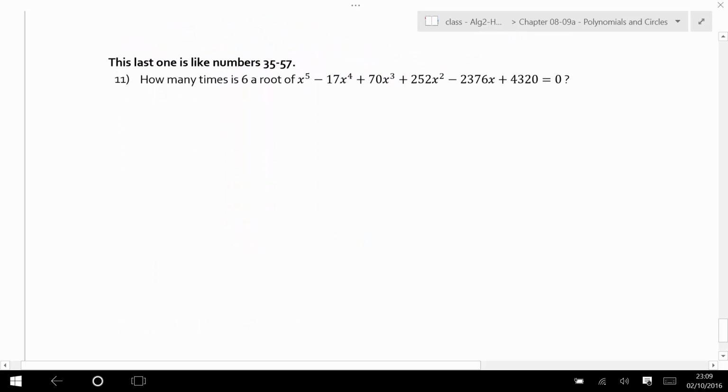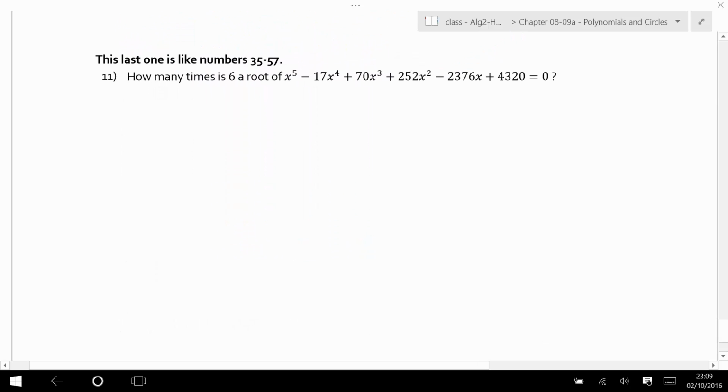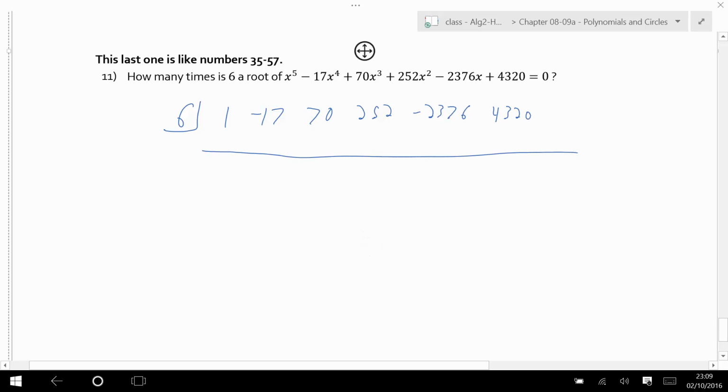Okay, number 11. How many times is 6 a root? This basically means divide by 6 until you can't divide anymore. So this is a little bit of a game, a 5th degree polynomial. These numbers are going to be a little big at the start, but they're going to get smaller. So we just kind of have to work with them. And I'm going to do this by hand to show you can. So let's set this up. 1, 6, negative 11, negative 66, positive 4, 24, 276.